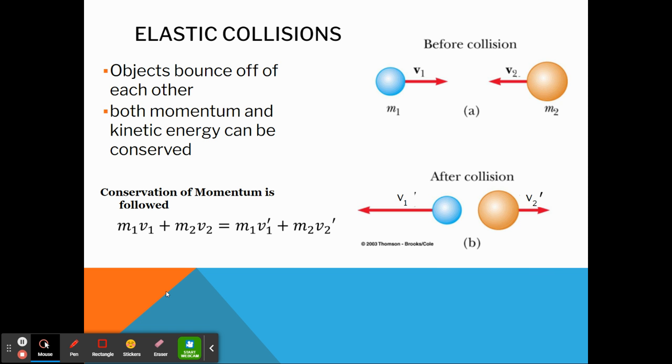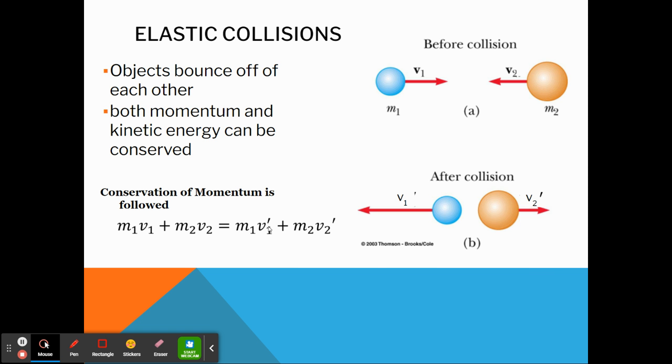And then you're going to look at elastic collisions. We're going to say that when this happens, objects are going to bounce off each other, and both momentum and kinetic energy are going to be conserved. So in this case, here's an example of the beforehand. Mass of the first object and its speed, mass of the second object and its speed. So we have that right here. This is the momentum beforehand, and this is going to equal the momentum after.